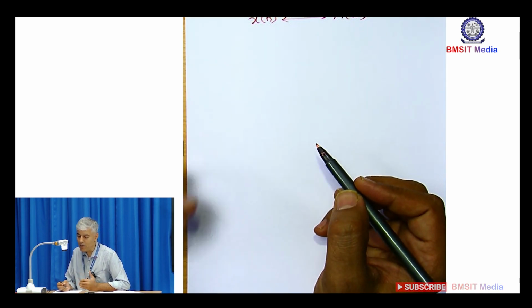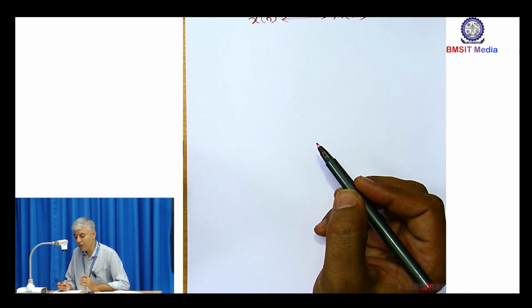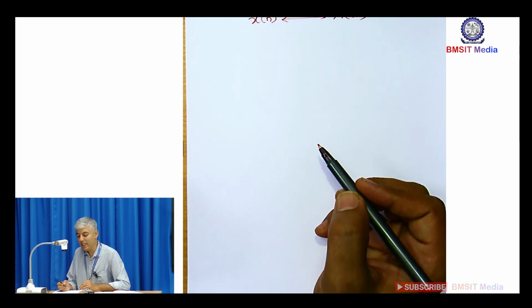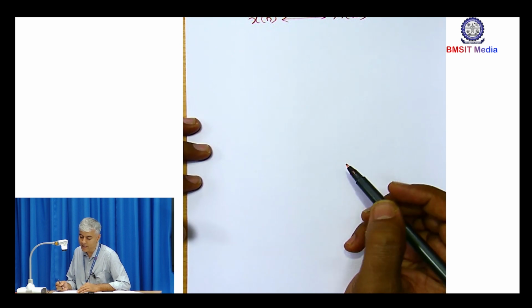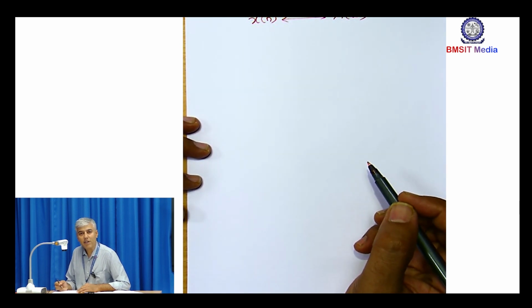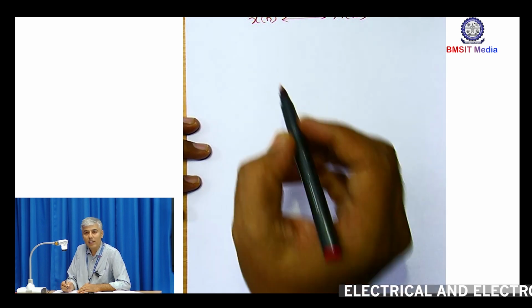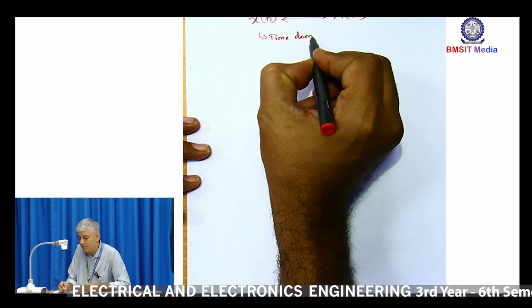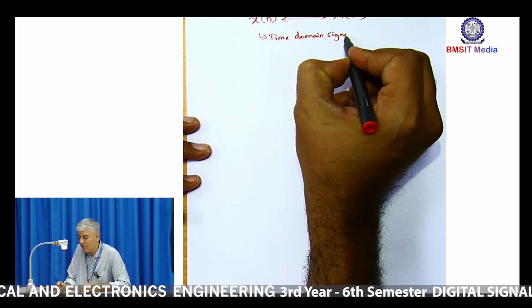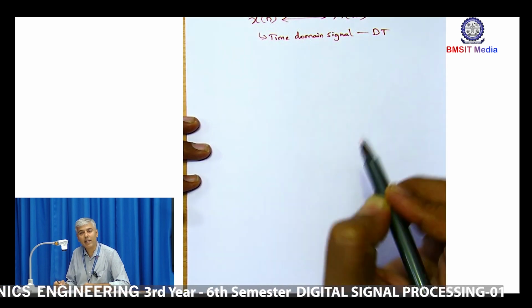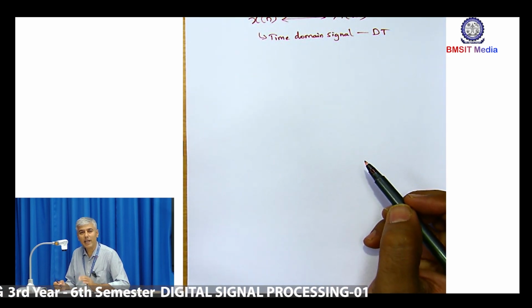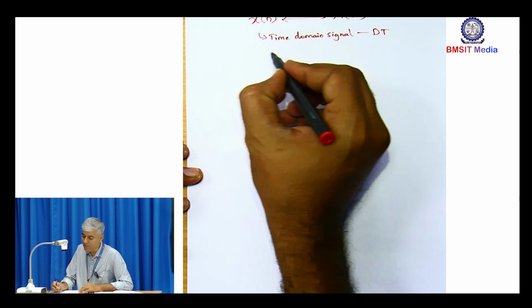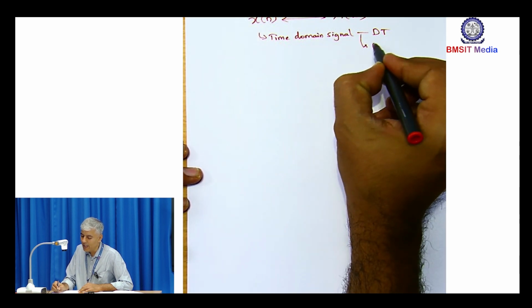Now, is it possible to take a few samples of x of omega and obtain x of n back? That is the topic for today's discussion. But what type of x of n are we going to consider? The x of n, that is the time domain signal, will be a discrete time signal. So we are going to consider only discrete time signals in this set of discussions. Apart from being discrete time, these signals are also energy signals.